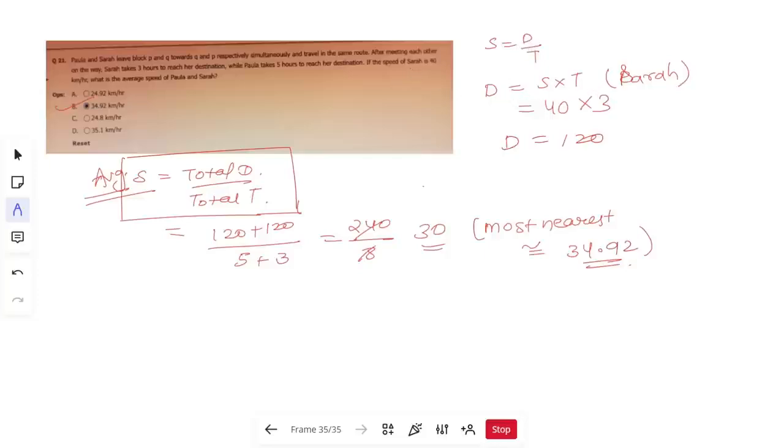Now if you see in the question, the speed of Sarah is given already, right? The speed of Sarah is 40, and we are also given the time taken by Sarah. So the time taken by Sarah is 3 hours. When you solve it, you will get the distance as 120.